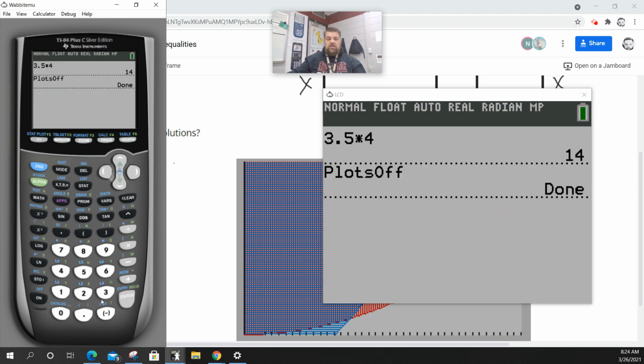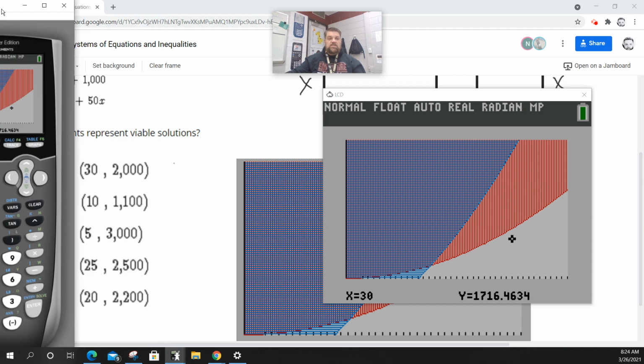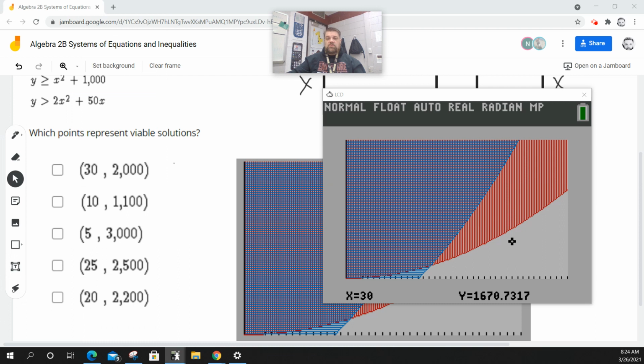So if I enter in 30, oops, wrong one. If I hit graph and I go over to 30 like this, I've got 30. There's 30 and 30 comma 2000. Well, as you can see, when I get down to 2000, that's not a viable solution. And I'm going to move this so you can see. So when I get to 30 comma 2000, clearly we're not in the blue region. So that's not going to work.